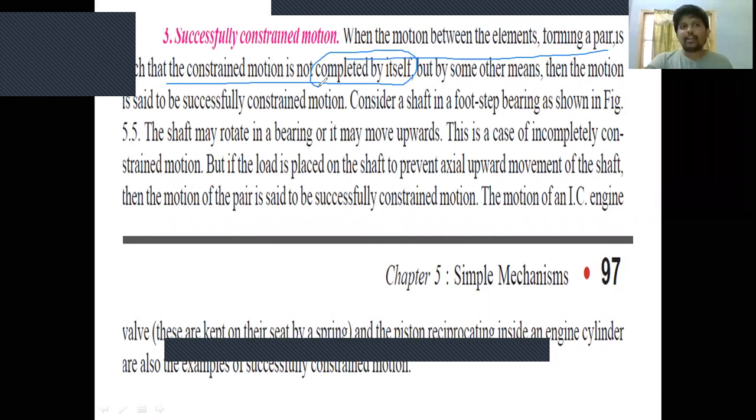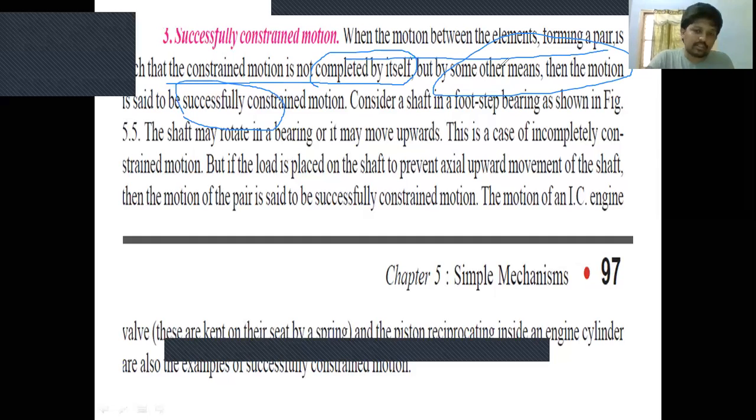That means in the two cases, whether it is completely or incompletely constrained, it depends upon the geometry of the body. In the first case, it is a square hole and a square rod. It is on geometry. The second one is a circular hole and a shaft. It is also geometry, which happens by itself. We are not doing anything there. But in a successfully constrained motion, they cannot be constrained by themselves. They need some other means by which the motion is constrained. They are known as successfully constrained motions.